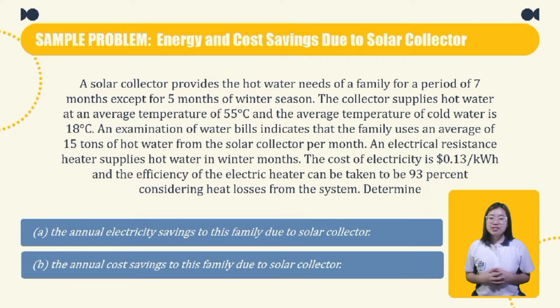An electrical resistance heater supplies hot water in winter months. The cost of electricity is $0.13 per kilowatt hour, and the efficiency of the electric heater can be taken to be 93% considering heat losses from the system. Now, we need to determine first the annual electricity savings to this family due to the solar collector, and second, the annual cost savings.